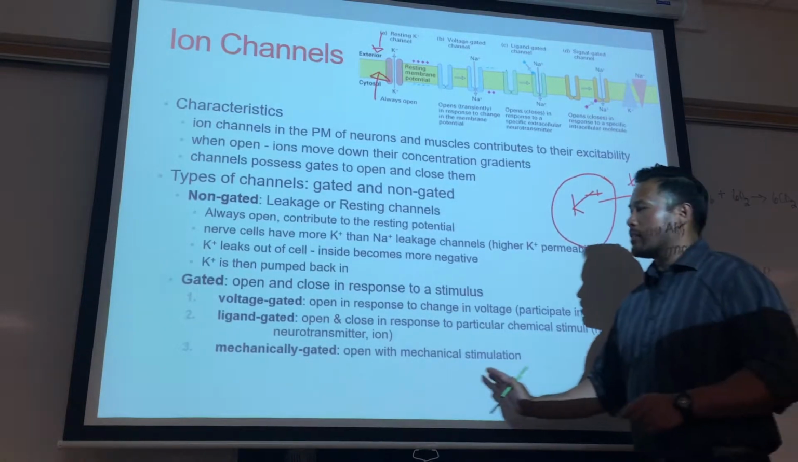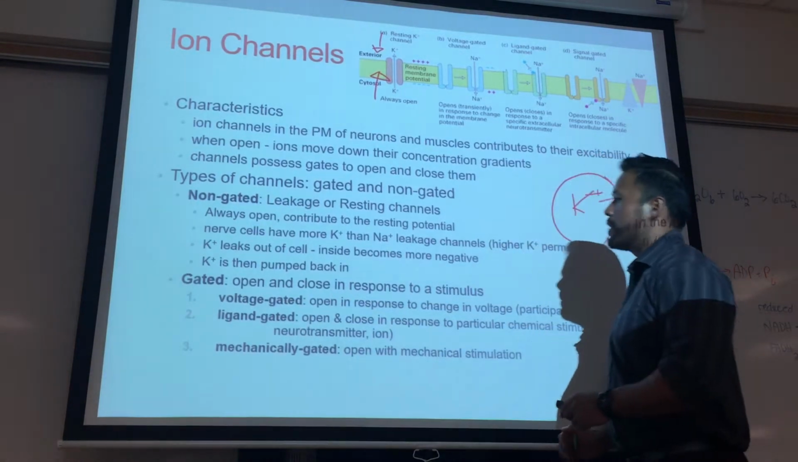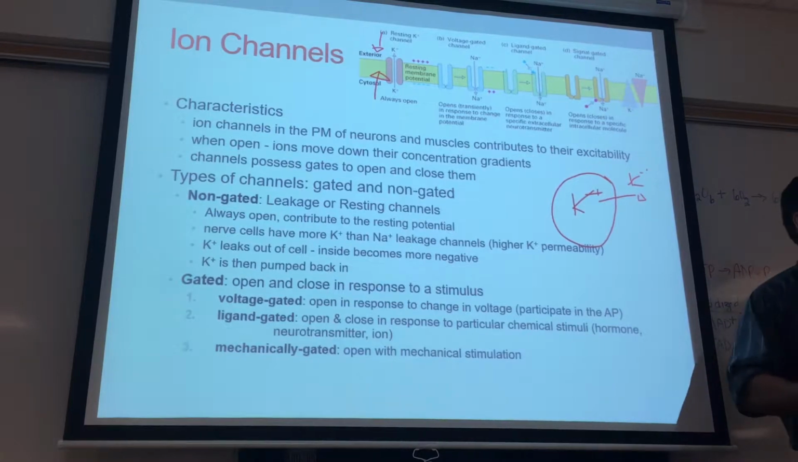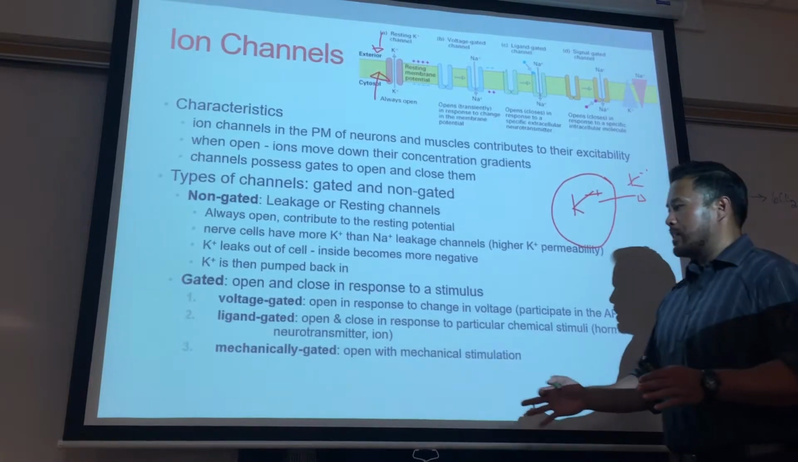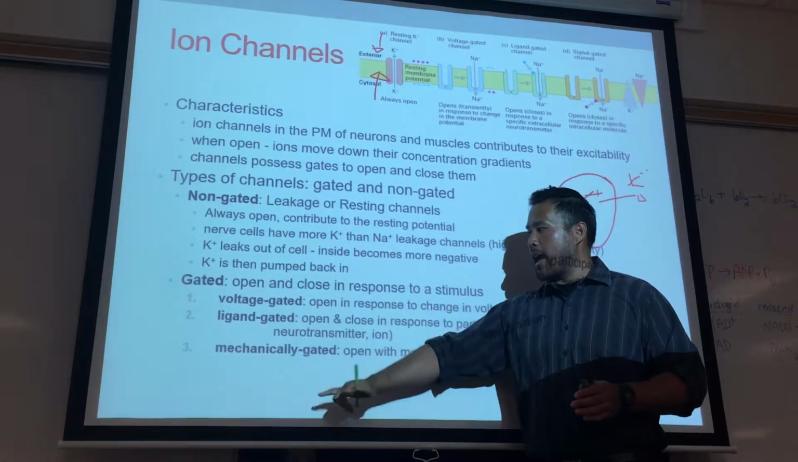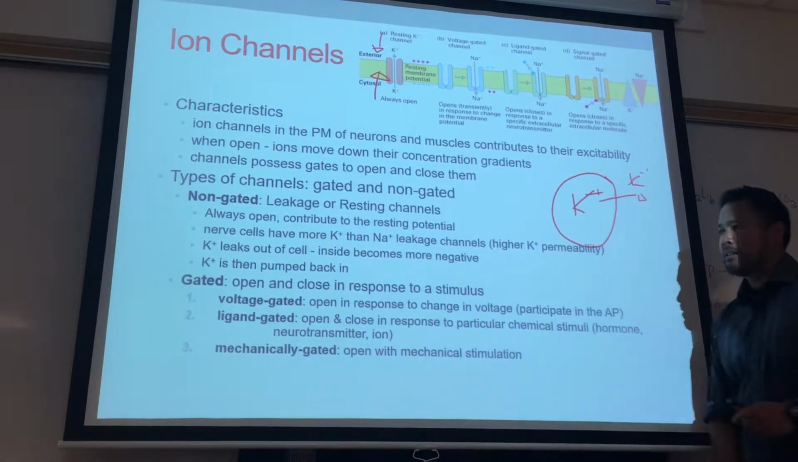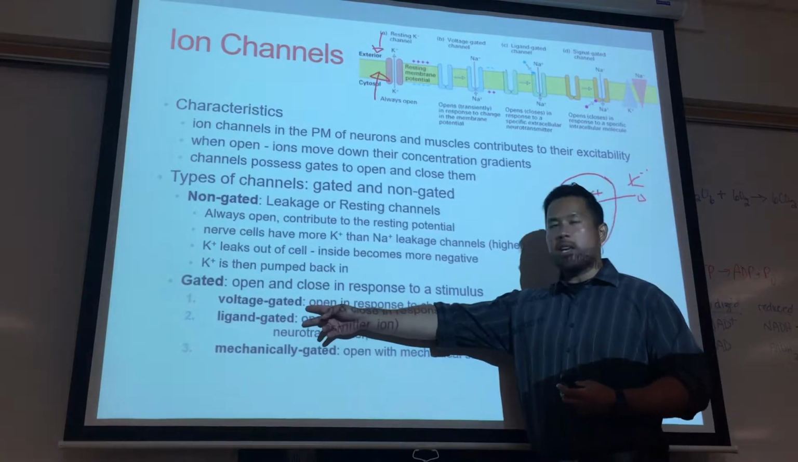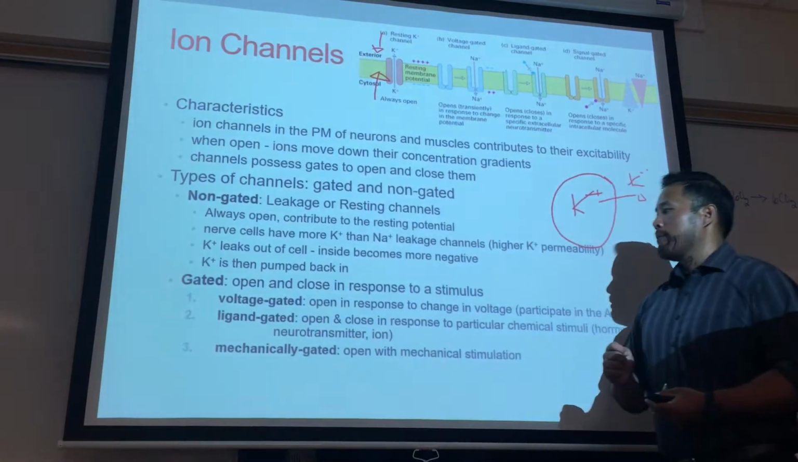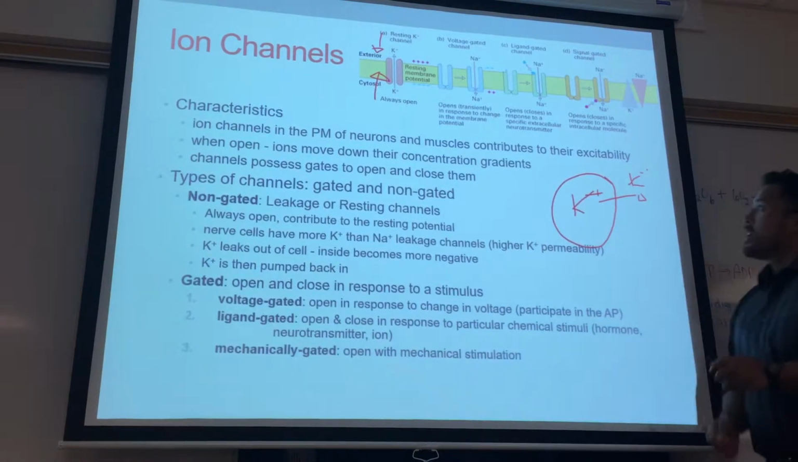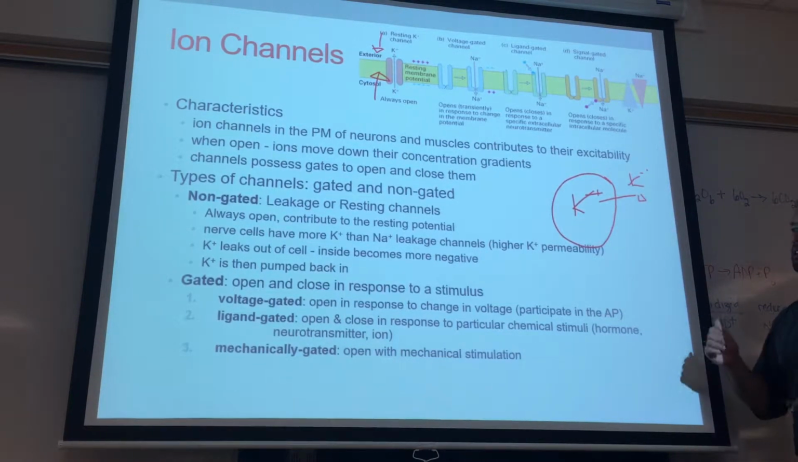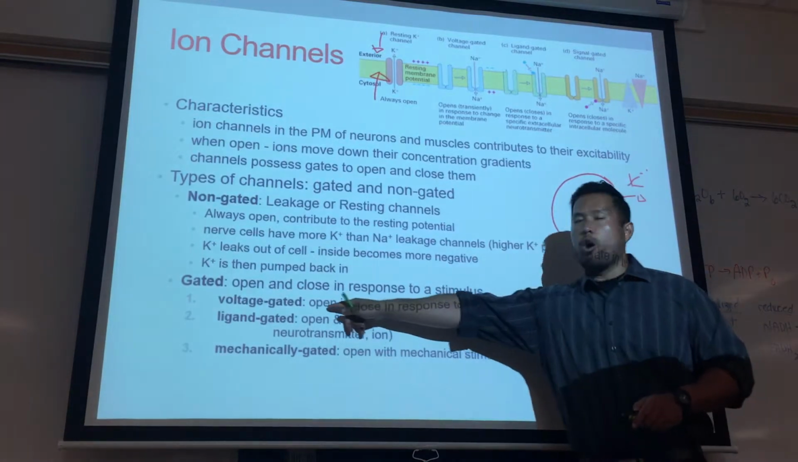The next thing we're going to take a look at are gated channels, in which we have channels that open and close based on a specific stimulus. And the three stimuli that you see here are voltage gated, ligand gated, and mechanically gated, of which the first two we're going to be talking about heavily. Voltage gated requires a change in that membrane potential. So there has to be an electrical change that elicits these channels to open up.